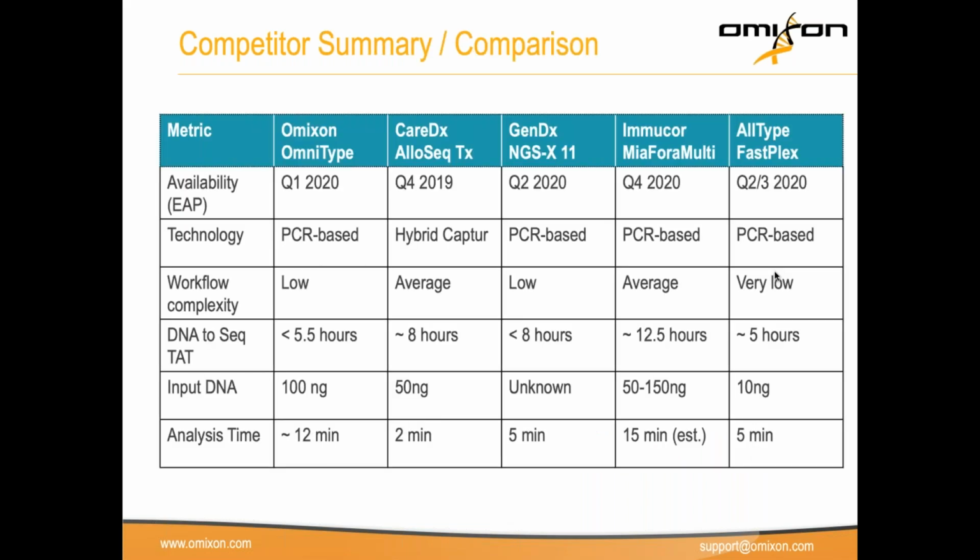So I have put all of this information in a side-by-side comparison and a summary just to make things a little bit easier to see. As you can see, the availability is relatively comparable in most cases, except for the Immucor being the last company to bring a multiplex product to market. The technology that is used to capture the HLA loci is PCR based for all of the products except for CareDx. That is the only point of difference that they have with the hybrid capture approach.